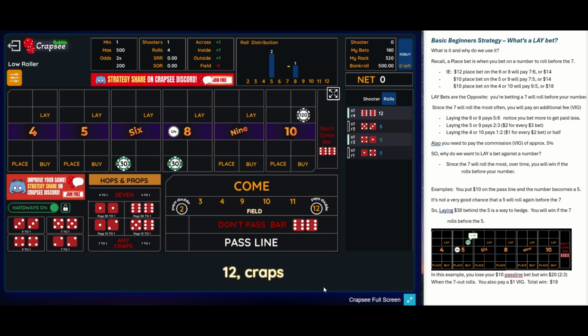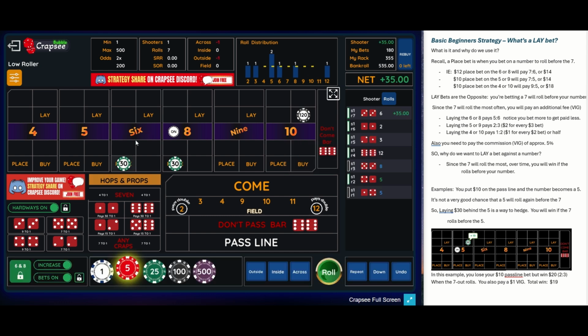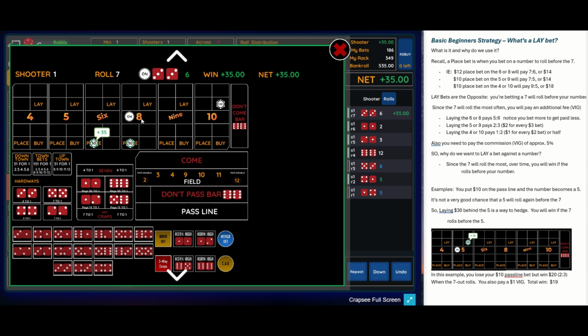So there's a 12. There's a 3. There's a 2. Of course, nothing's going to roll when I want to show it. Okay, there's a 6. What's the place bet win on a 6? It wins 7 for 6. So 30 divided by 6 is 5. 5 times 7 is 35. So it wins $35.